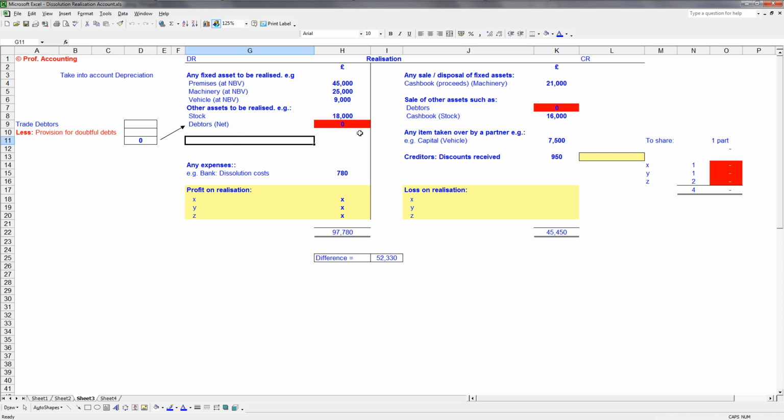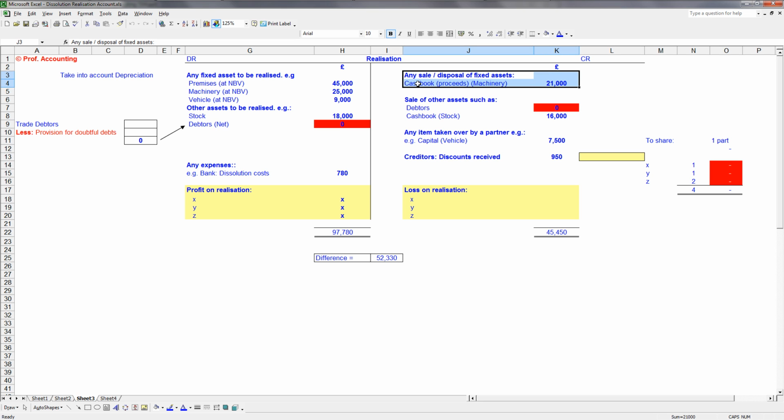Any expenses are on the debit side, typically dissolution costs. So that's the expense on the debit and the bank is being credited. We've got on the credit side any sale or disposal. Well, that is the income from the proceeds. So it's debited to the cash book for the asset of cash or money, but it's on the credit side of the realisation account because it's an income. And the same for these.